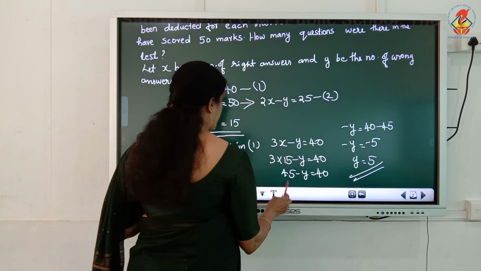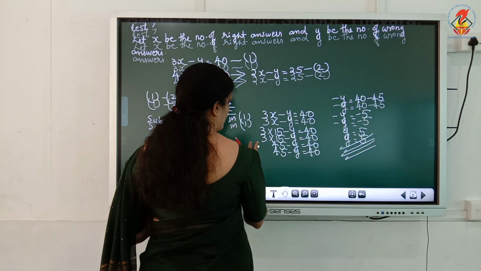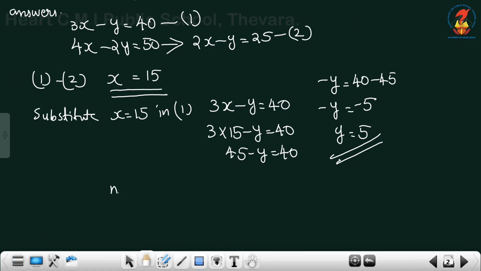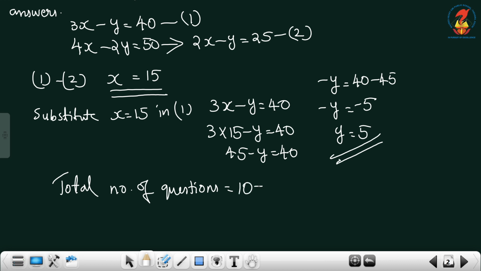What is the total number of questions? Total number of questions in this test is equal to number of right answers plus number of wrong answers, that is equal to 15 plus 5 equal to 20. Okay, this is the answer.